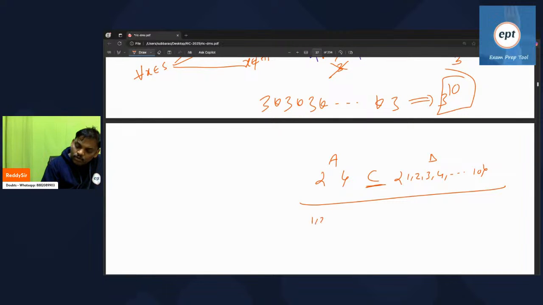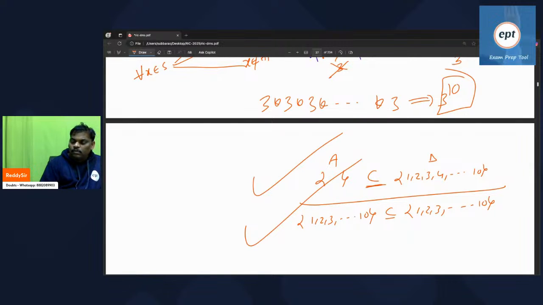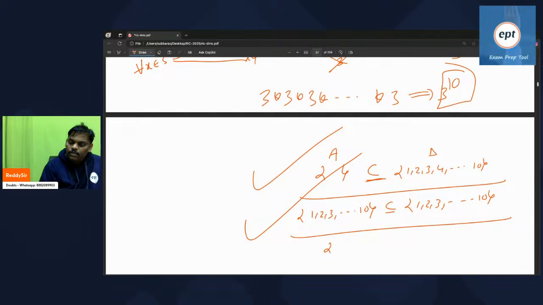Next one: 1, 2, 3, 4, and so on up to 10, as a subset of 1, 2, 3, 4, and so on up to 10. This is also okay. And one more thing is, don't take anything at all. This is also okay. You have 3 choices, every element has 3 choices: don't keep in both groups, keep in both groups, or keep only in the B group.